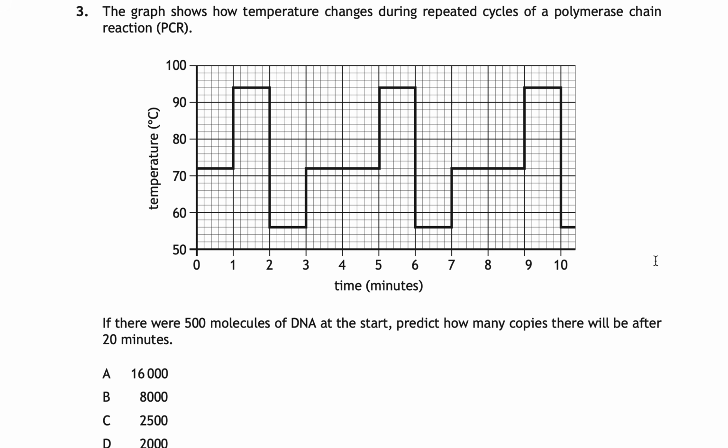So you'd start off with your original 500 molecules. After 1 cycle, you'd have 1,000. After 2 cycles, you'd have 2,000. After 3 cycles, 4,000. The 4th cycle would give you 8,000 molecules. And finally, that 5th cycle, hitting that 20-minute mark, would give you 16,000 molecules of DNA. So a trickier question here, a bit of problem solving. You need to have a bit of knowledge of PCR, but also look at these different stages of PCR and how many fit into 20 minutes.